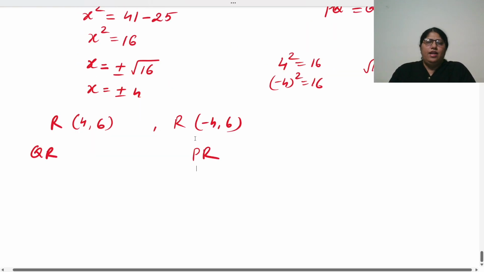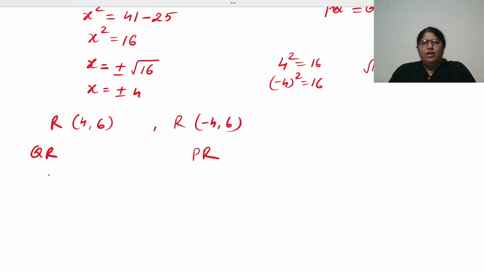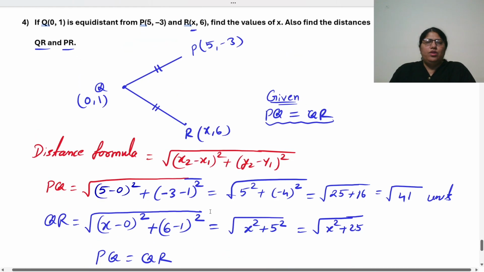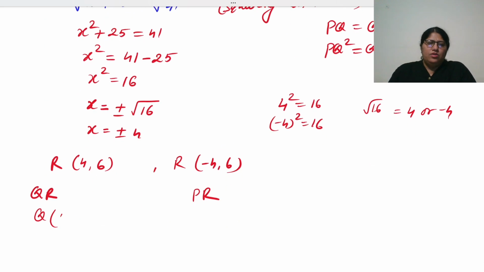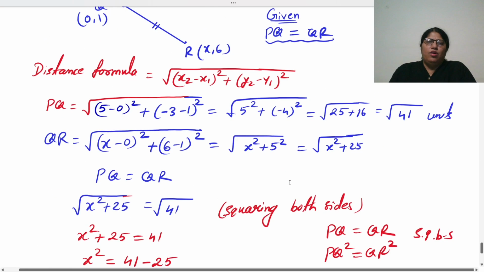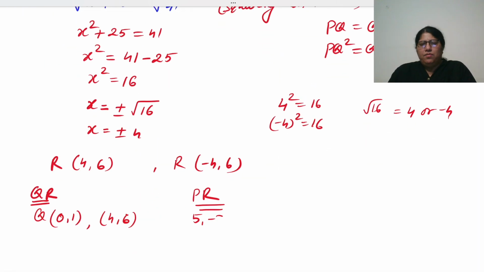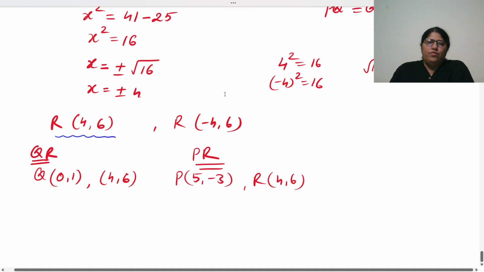So whenever you need to find out the length, what is the Q value here? What are the coordinates of Q? We are having Q coordinates as 0 comma 1, right? So 0 comma 1, and R coordinates are 4 comma 6. Similarly here, to calculate PR using distance formula, the coordinates of P are 5 comma minus 3, and R coordinates are 4 comma 6. So first I am taking this, right? Next one we'll see how to find out the other length.